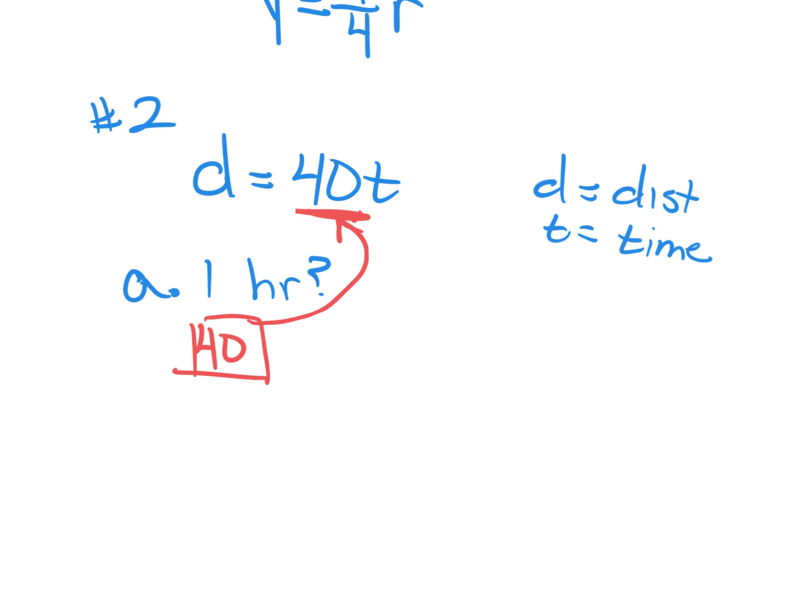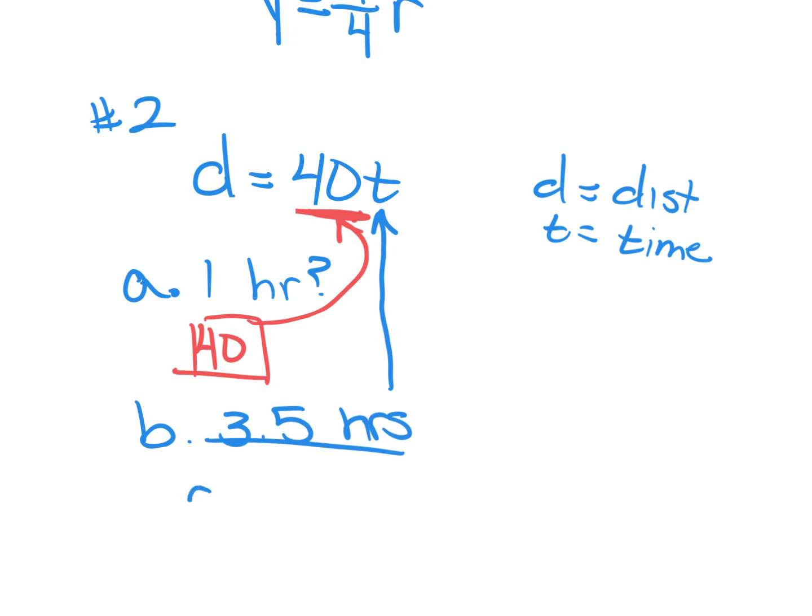Letter B is going to ask you, how far can the truck travel in 3.5 hours? So 3.5 hours, that is your time. If I replace that, I have D equals 40 times 3.5. Because the 40 and the T are right next to each other, we're going to multiply them. So if I pull out my calculator, 40 times 3.5, I get 140 miles.